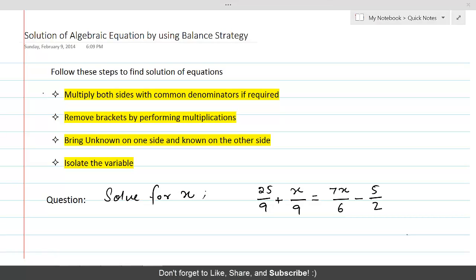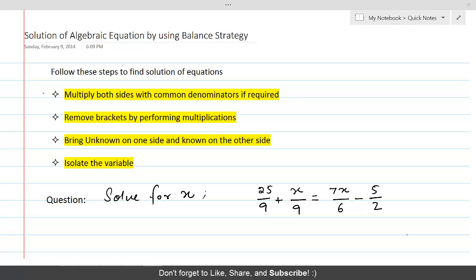Solution of algebraic equation by using balance strategy. Here we need to follow the following 4 steps. First of all, when you have a question to solve, multiply both sides with common denominator if required. What I mean by if required is that when the denominator has any number other than 1.